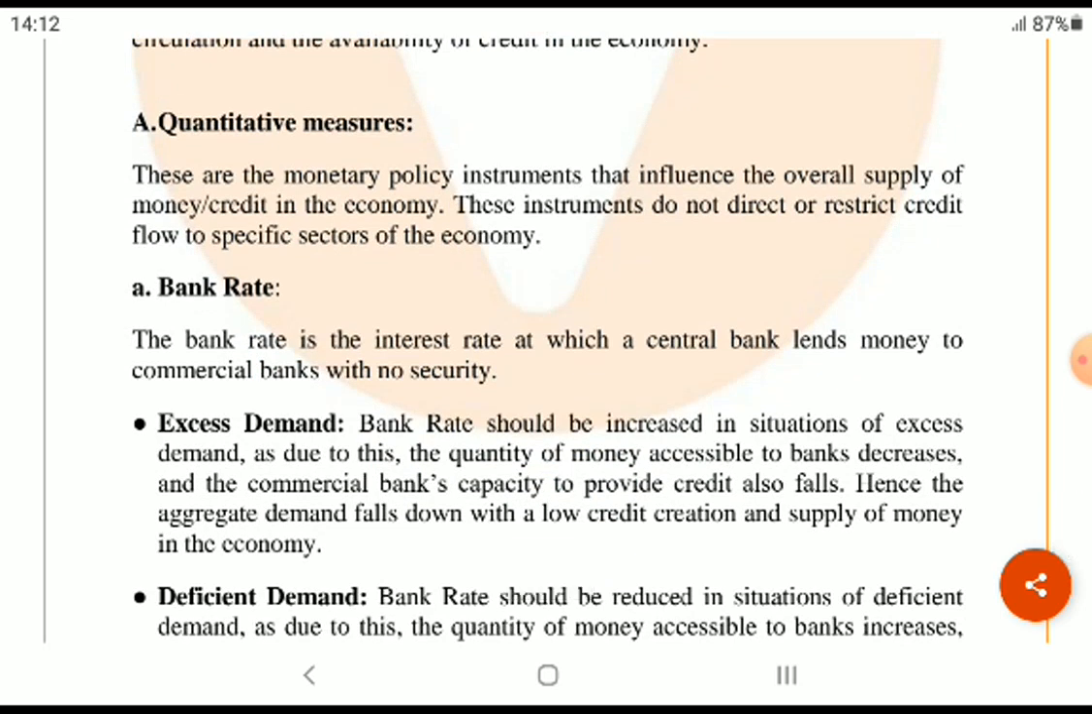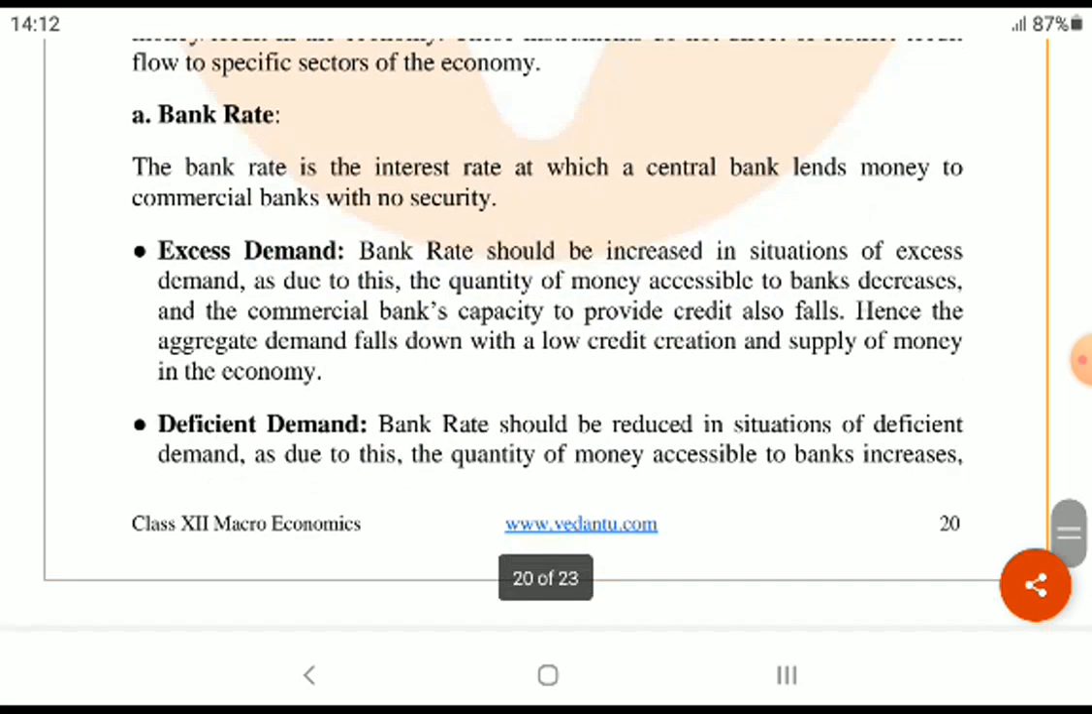These are the monetary policy instruments that influence the overall supply of money and credit in the economy. Bank rate. The bank rate is the interest rate at which a central bank lends money to the commercial banks with no security.